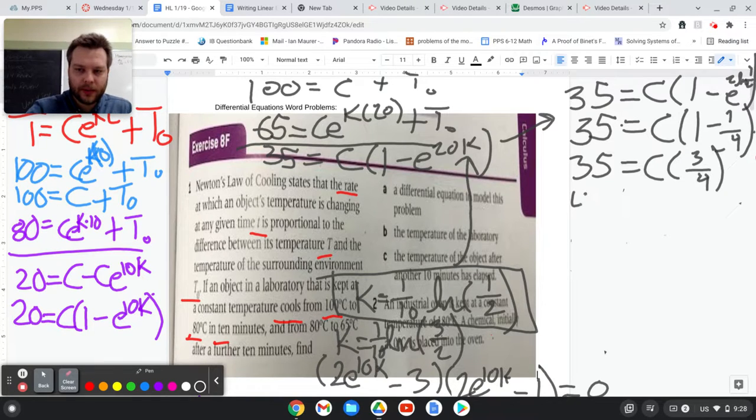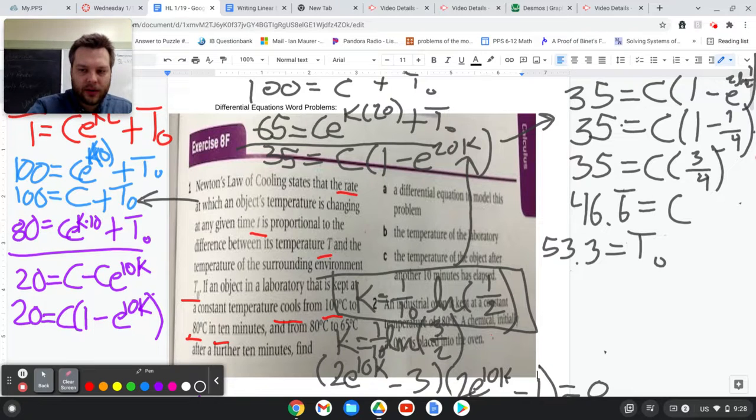46 and 2/3. Then last piece, we know that c plus t naught from the blue equation has to be 100. So if I just subtract that from 100, I get that t naught is equal to 53 1/3. So then I believe we have all the information we need. The temperature of the laboratory is 53 1/3. The c value is there, the k value is there.